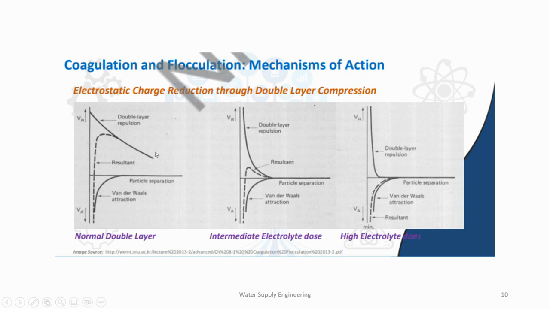So when the dosage increases from intermediate to high, the resultant force becomes entirely of attractive nature, and hence the double layer will become completely compressed. That is, the particle will get destabilized.